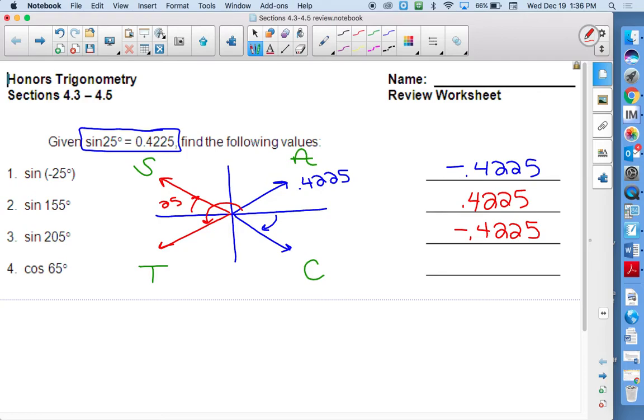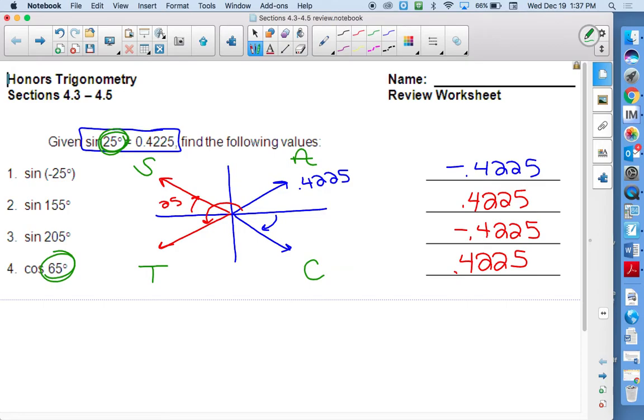Does anybody know what the cosine of 65 degrees is equal to without using a calculator? Would it also be? It is also 0.4225. Do you know why? Because it's the same as the sine of 90 minus the angle. Exactly. Those two angles are complementary.